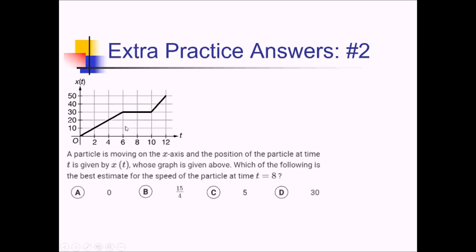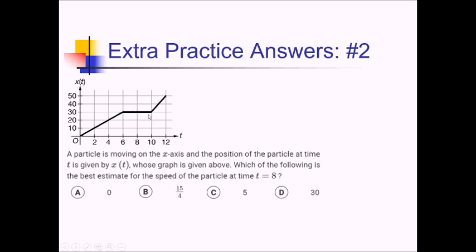For this problem, we have a particle moving on the x-axis whose position is given by this graph above. We want to know which of the following best estimates our speed at time 8. Well, if you've already got position, then to talk about velocity, which is going to be speed in this case because we're moving in just one direction, you just need to find the average rate of change to estimate it. So average rate of change of x, we'll say from 6 to 10 because that involves 8, which is the time we want the estimate at.